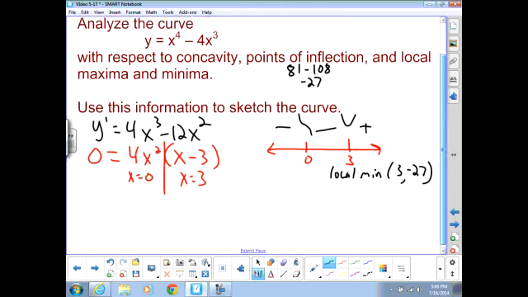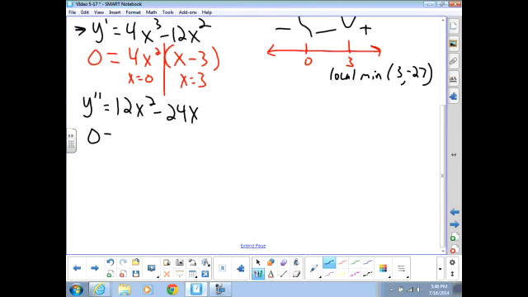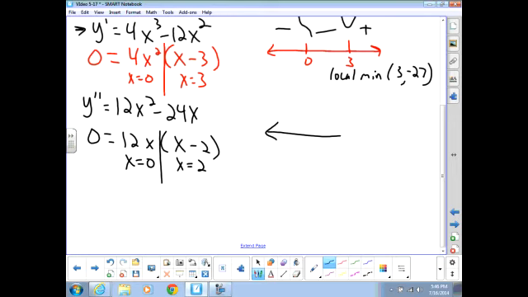We'll carry on now and do the second derivative. Now, when taking the second derivative, it's probably going to be easiest to work with this part here. So that'll give us 12x squared minus 24x. We'll set that equal to 0. And in doing so, I'll pull out a 12x, leaving us with x minus 2. Setting them equal to 0, we'll get values of x equals 0 and x equals 2 to put on a number line.